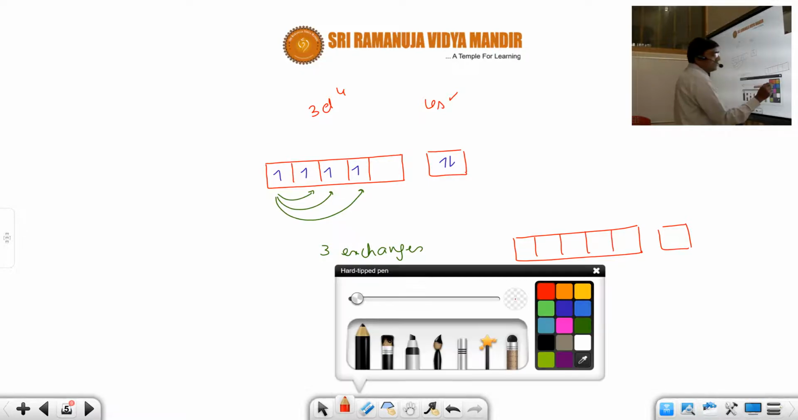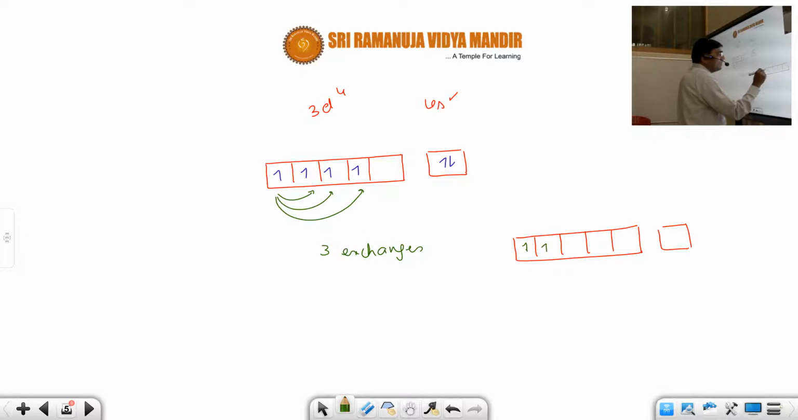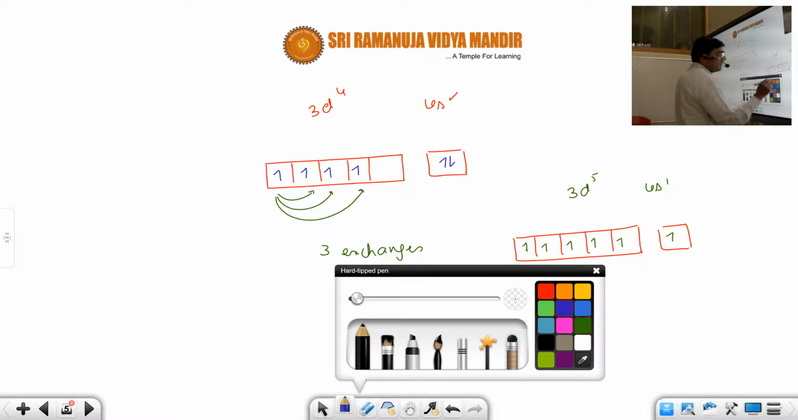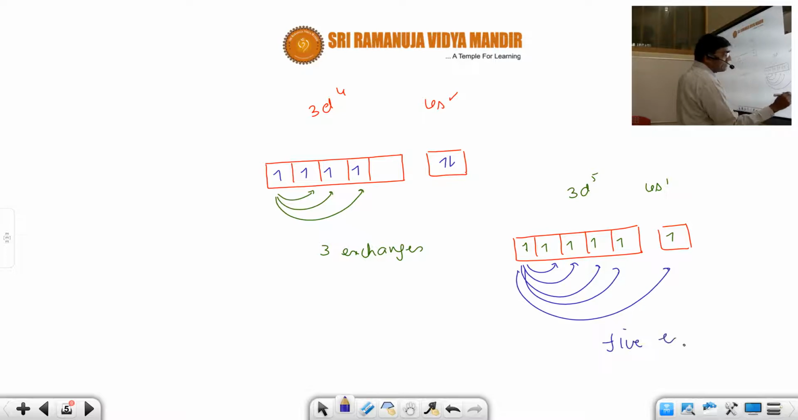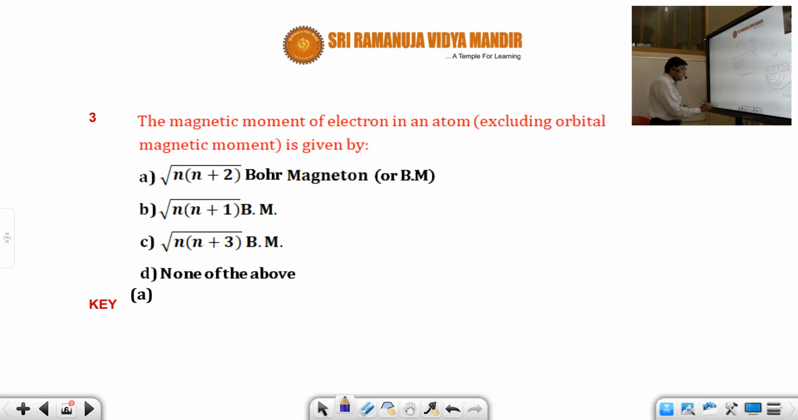3d5 4s1. So, here have a look. 1, 2, 3, 4, 5, 4s1. So, 3d5 4s1. Here, how many exchanges are feasible, students? Have a look here. 1, 2, 3, 4 and 5. So, there are 5 exchanges feasible. When 5 exchanges are feasible, the exchange energy is high for 3d5. That's why the half filled configuration is more stable. I hope you are clear.